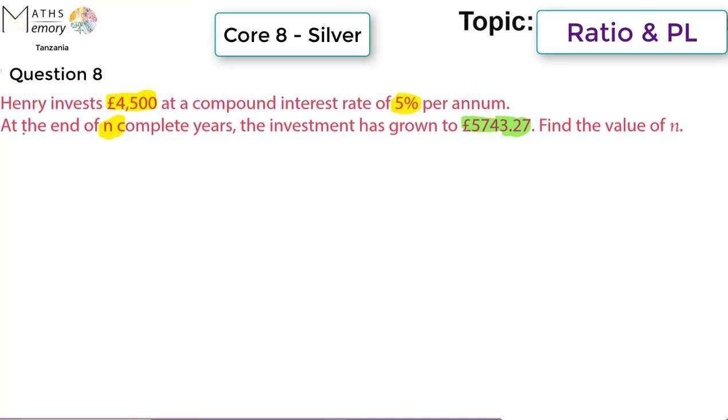So let's see what we can do. Now this is more of a trial and error question in terms of trying different numbers to get to that final answer. So let's try n is 4 first of all. Let's see what we get with this.